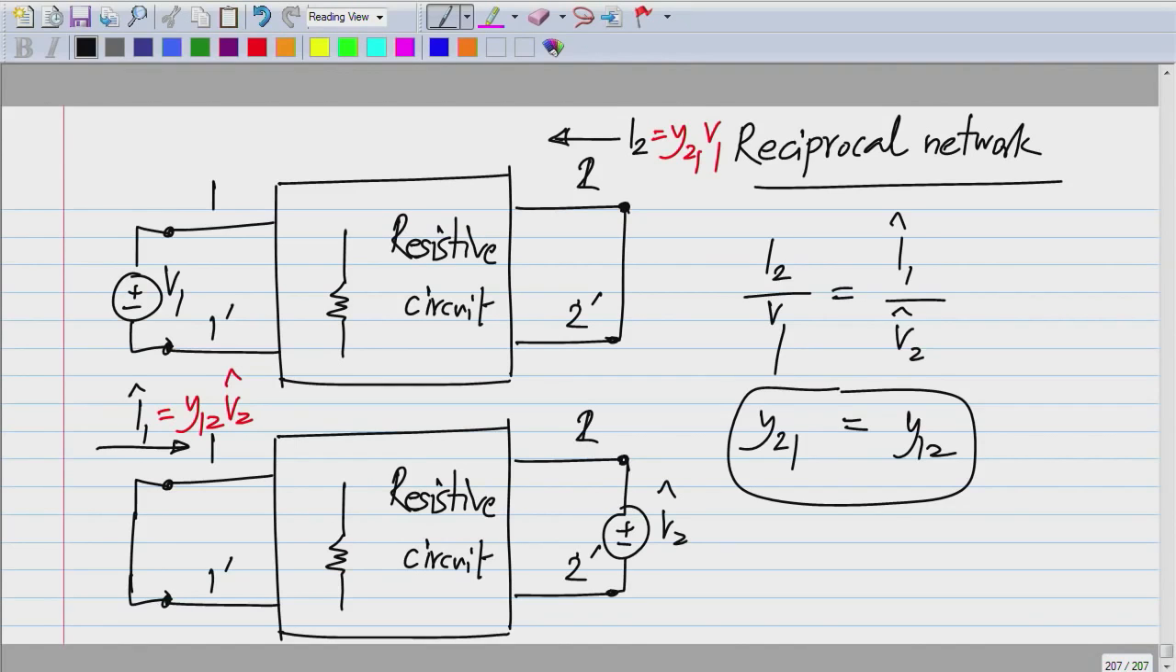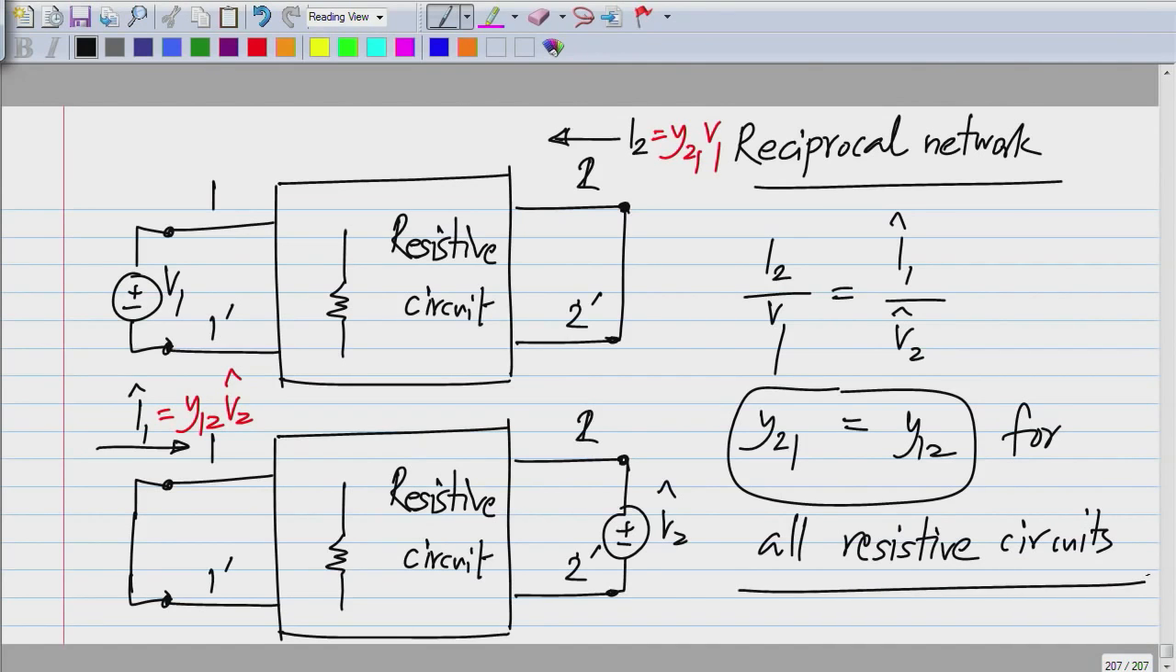So this Y12 being Y21 is a fundamental property of all resistive circuits, because if you have a circuit containing only resistors, it is going to be reciprocal and Y21 will be equal to Y12. And in fact, you can also look at that as a statement of reciprocity. If you are given the two port parameters and if Y21 equals Y12, you call it a reciprocal network, and if it is not equal, it's a non-reciprocal network.